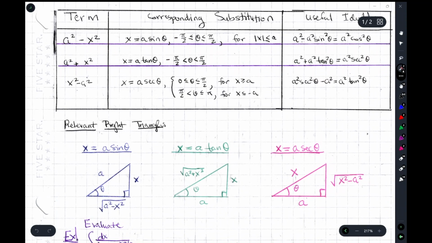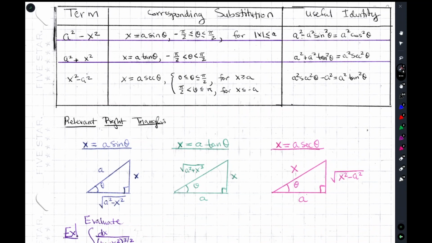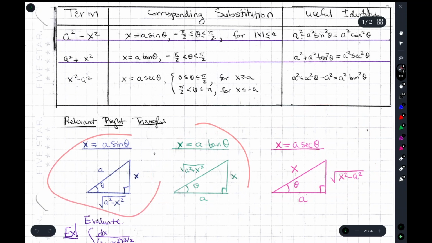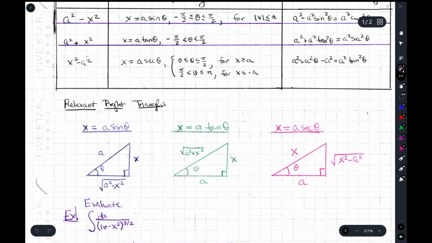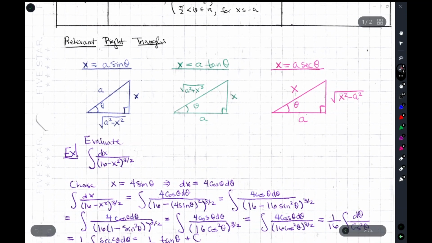Now, there are certain right triangles, just like we did with u substitution, when you wrote back the integral in terms of x. Well, these triangles are going to be useful when we have to write back our integrals instead of writing them in terms of theta, to write them again in terms of x. So let's take a concrete example.